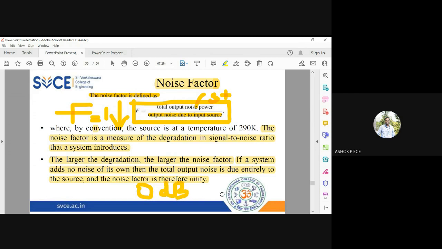This is the ideal case, but practically F value will be far away from unity. Remember the numerator will have two components, source plus device. If we take the device is not going to add any noise, then the device component will become 0. Source by source will get cancelled, so F value is going to be 1, or in dB scale, I can say it is going to be 0 dB.